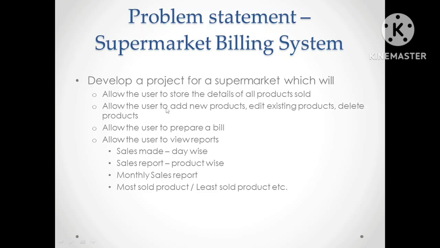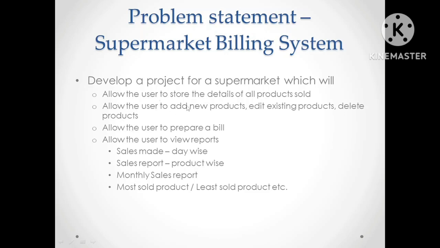So I will allow the user to add new products. Whenever a new product is added in my supermarket, I will enter the details. Edit: suppose there is an increase in price or a drop in price, you need to edit the price. Then delete: suppose a product is no more in supply, I am going to delete that product. You can do that very well.